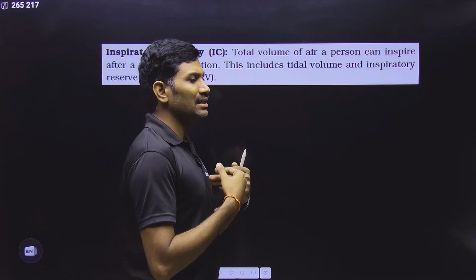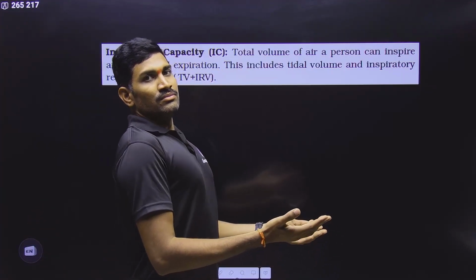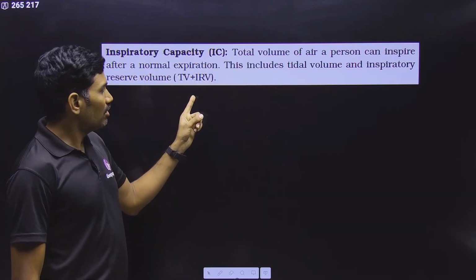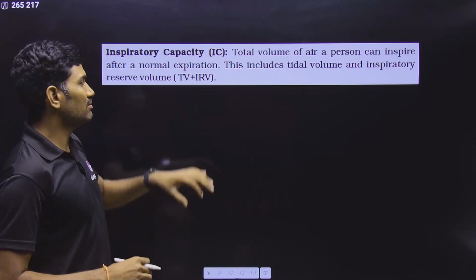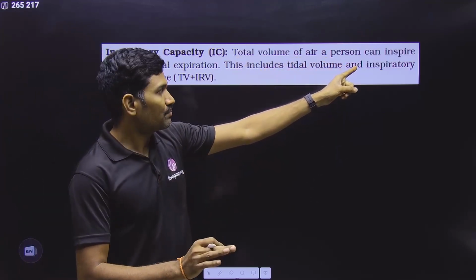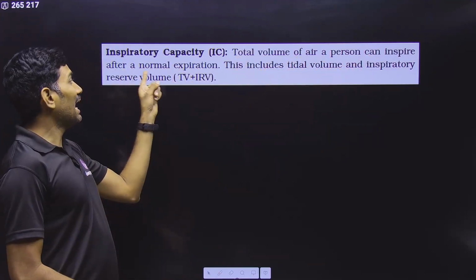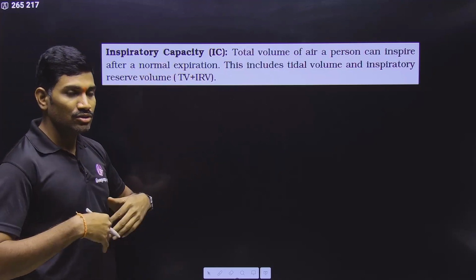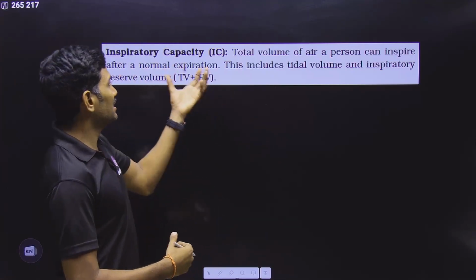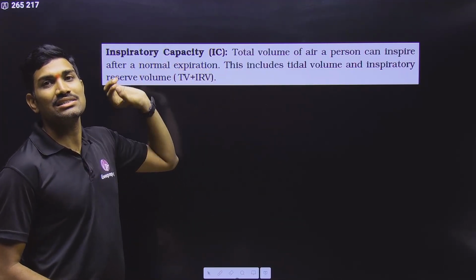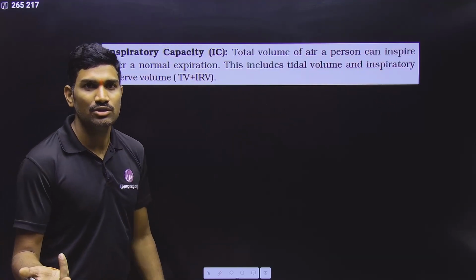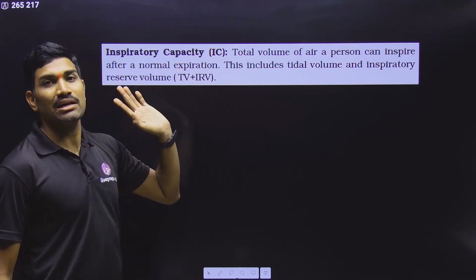So this entire one is called inspiratory capacity. That means suppose I did the normal expiration. Now this is called my inspiratory capacity. So here I get both tidal volume and inspiratory reserve volume. That's why it is the inspiratory capacity. So it is the total volume of air a person can inspire after normal expiration. This word is very important. You need to do normal expiration and then forced inspiration. Whatever air comes at that time, that entire volume is called inspiratory capacity. So this includes both tidal volume and inspiratory reserve volume. That's it, you need to remember this. IC is equal to TV plus IRV.